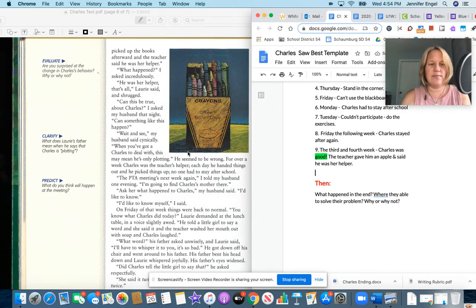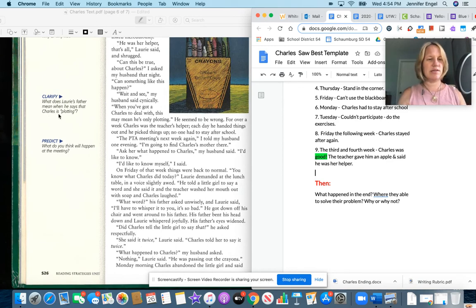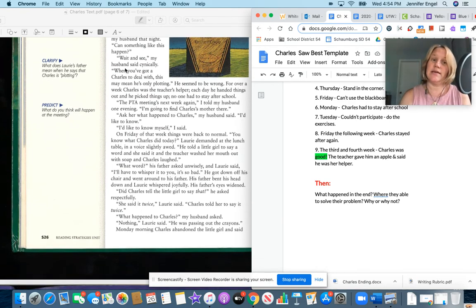Okay, let's keep reading. And then what does this say? What does Lori's father mean when he says that Charles is plotting? What do you think will happen? Okay, so let's see. Can this be true about Charles? I asked my husband that night. Can something like this happen? "Wait and see," my father said cynically. Now I know cynic, if you're being kind of like cynical, it's not a good word. "When you got a Charles to deal with, this may mean he's only plotting." Now, I don't know about you if you've ever heard something called the calm before the storm.